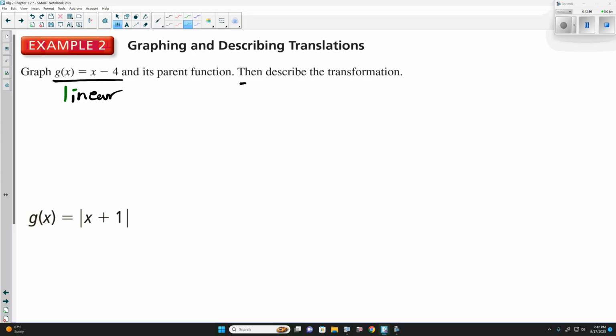Now the part we want to do is describe the transformation. So what's the main thing that's been added to this? The minus 4. So is it moving the function up, down, left, or right? Now the main question, is it inside parentheses or outside? It's outside, yes? So is it taking the place of h or k? K. K's movement is where? Up and down, yes? So what do we think this is going to do? Minus 4. Down how far? Down 4.